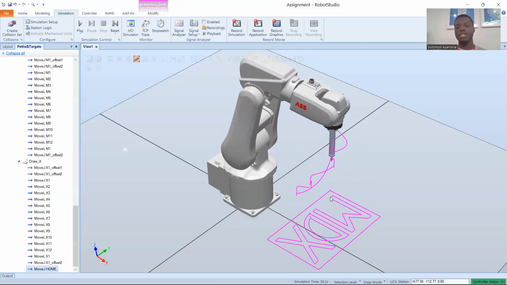clear and defined diagram. So thank you for listening.